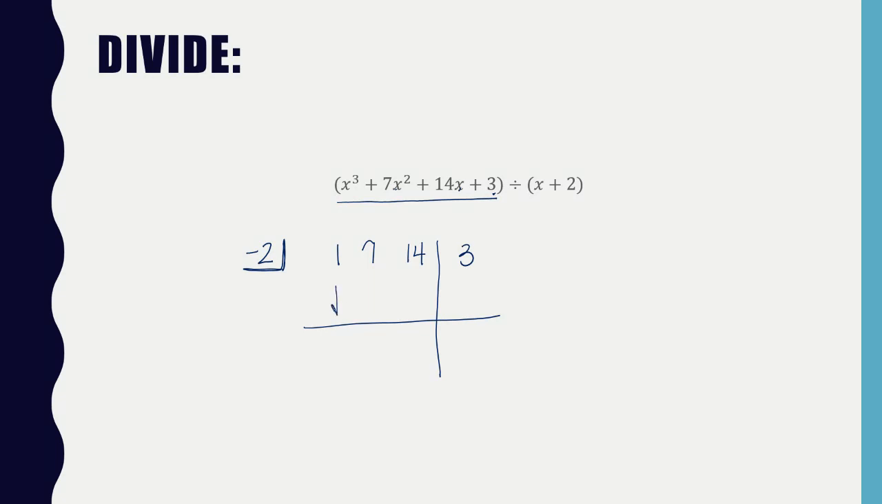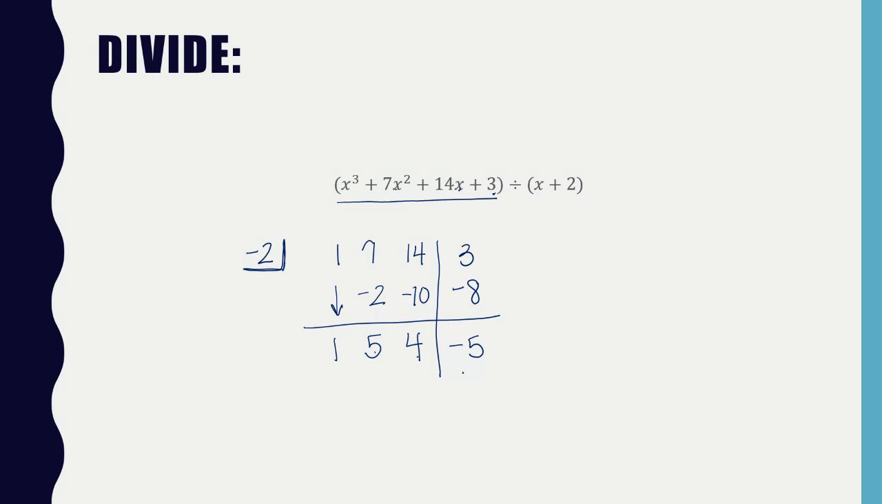First step, drop the 1. Then I'm going to multiply. -2 times 1 is -2. And then I add my column. 7 plus -2 is 5. I'm going to multiply again. -2 times 5 is -10. Notice this is why I left myself space so I can write in my numbers as I multiply. And then I'm going to add the column again, and I get 4. -2 times 4 is -8. Add the column, and I get -5.